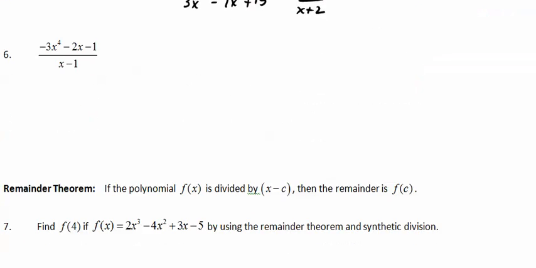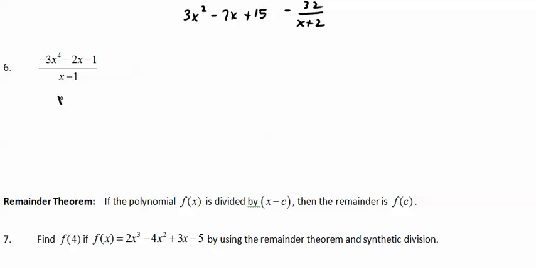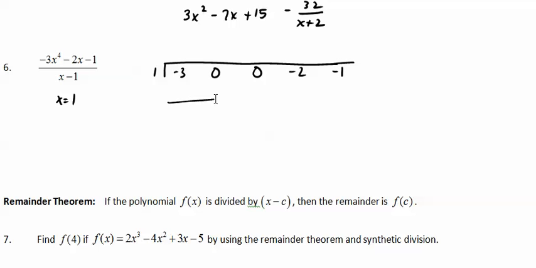Okay, let's try one more. This time we're dividing by x minus 1. And I'm going to write -3. Now remember, I've got to put in 0, x cubed, 0, x squared, -2x, and -1. Bring down the -3. Then -3 times 1 is -3. Now add.